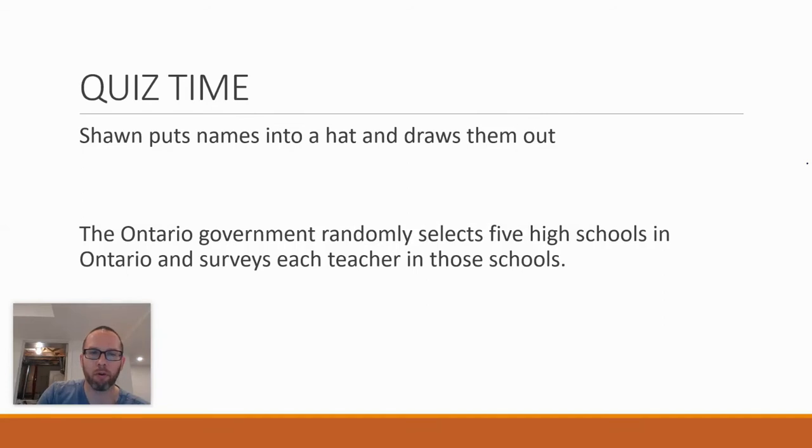Here's 2. Sean puts names into a hat and draws them out. I believe we actually use that as an example. That is an example of simple random sampling, where everyone has an equal chance of being chosen.